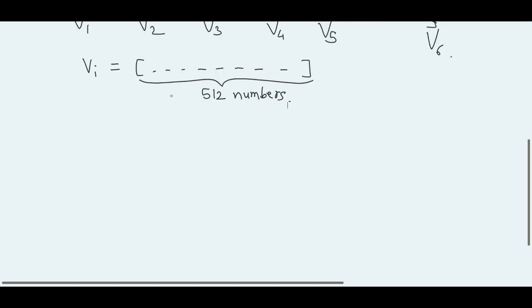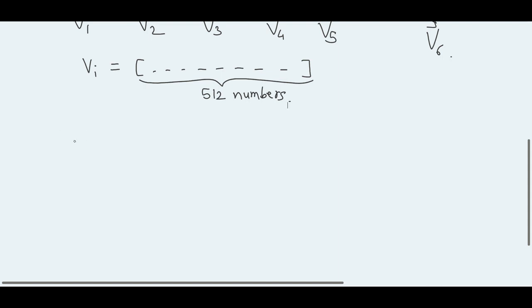Alright, so now we have 6 lists. So what we will do, we will stack them together. Okay, so we have 6 vectors representing 6 words. So we will represent all these 6 vectors with a single matrix, or a single multi-dimensional array, that's what you can call it.